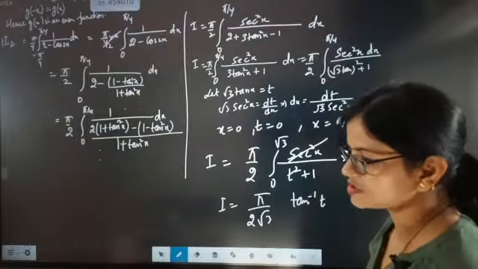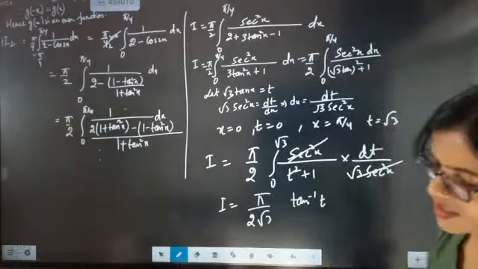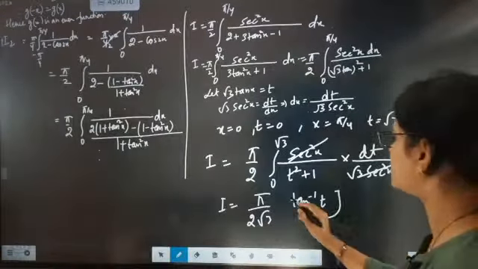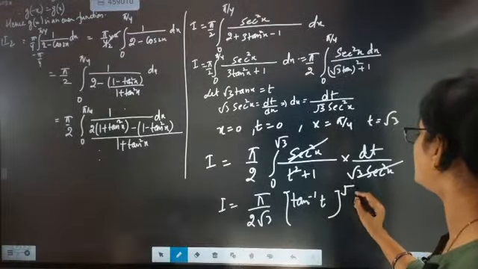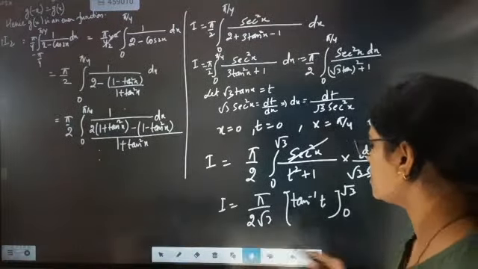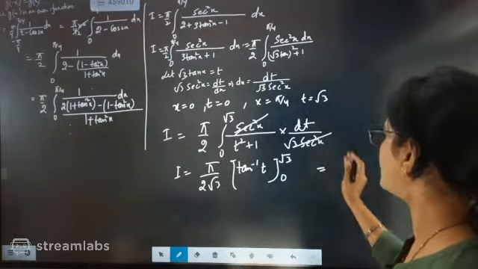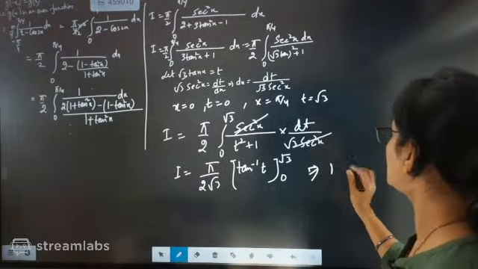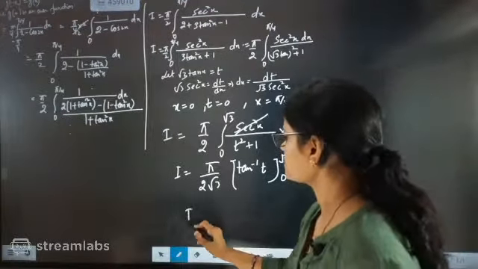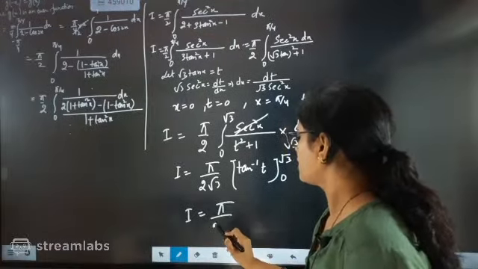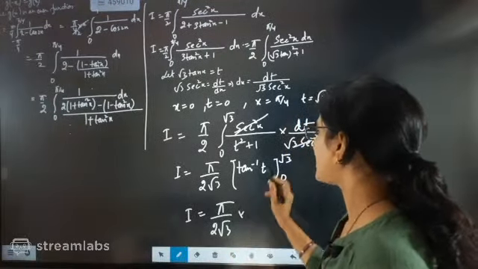Directly, can't we do this? Tan inverse t. I think I got tan inverse t. So once we have got tan inverse t, here it is going to be root 3 and 0. Now, last shot. So it is going to come as I equal to pi by 2 root 3. Now tan inverse root 3.